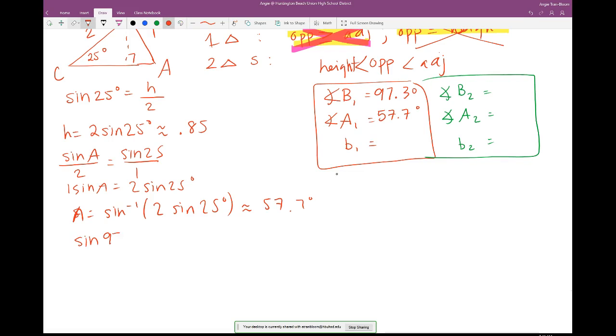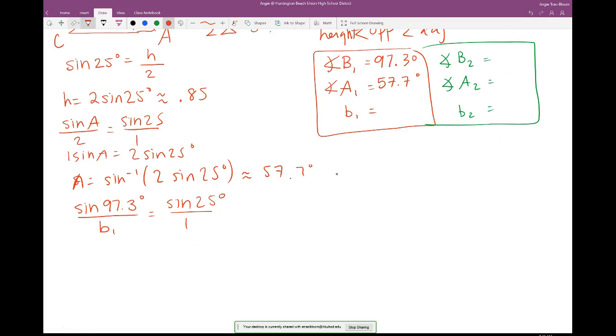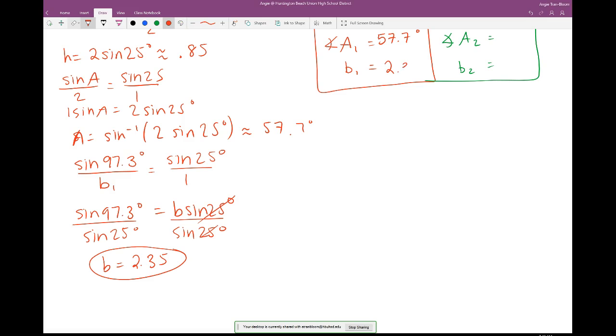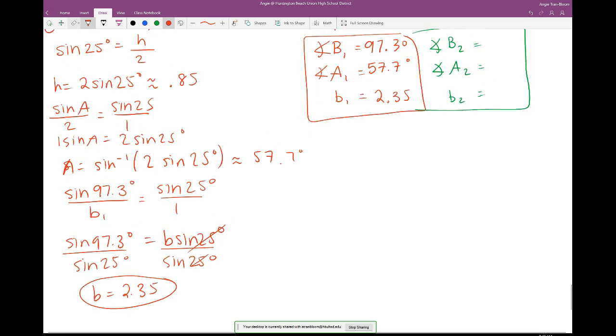So sine of 97.3 degrees all over b subscript 1 equals, I'm going to use the exact, always use the exact when possible. And again, cross multiply. So 1 times sine of 97.3 is itself, equals b times sine of 25 degrees. Divide both sides by sine of 25. All right, so what's sine of 97.3 divided by sine of 25? 2.35, and that's units, so I don't need to put the bubble on it. 2.35. Any question on that first red triangle?